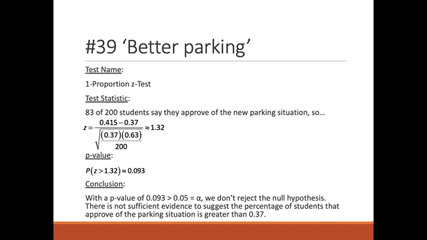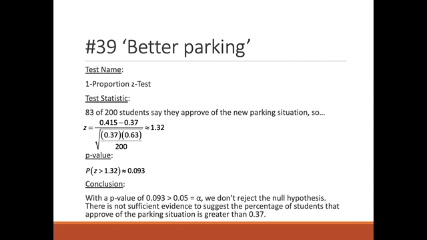The last thing you need to do then is write about your conclusion, and that conclusion needs to be written using the alternative hypothesis. So the alternative hypothesis was looking for evidence that the proportion of students that were satisfied or approved with parking is greater than 0.37.